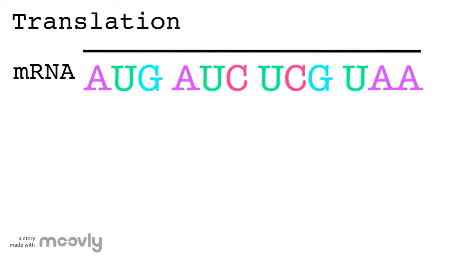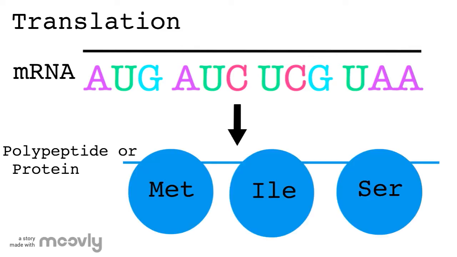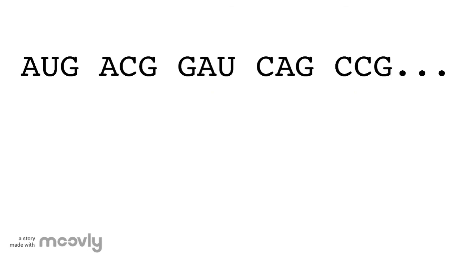During translation within the cell, the sequence of nucleotides in the mRNA is translated into a sequence of amino acids in a polypeptide or protein. Cells decode mRNA by reading their nucleotides in groups of 3 called codons.